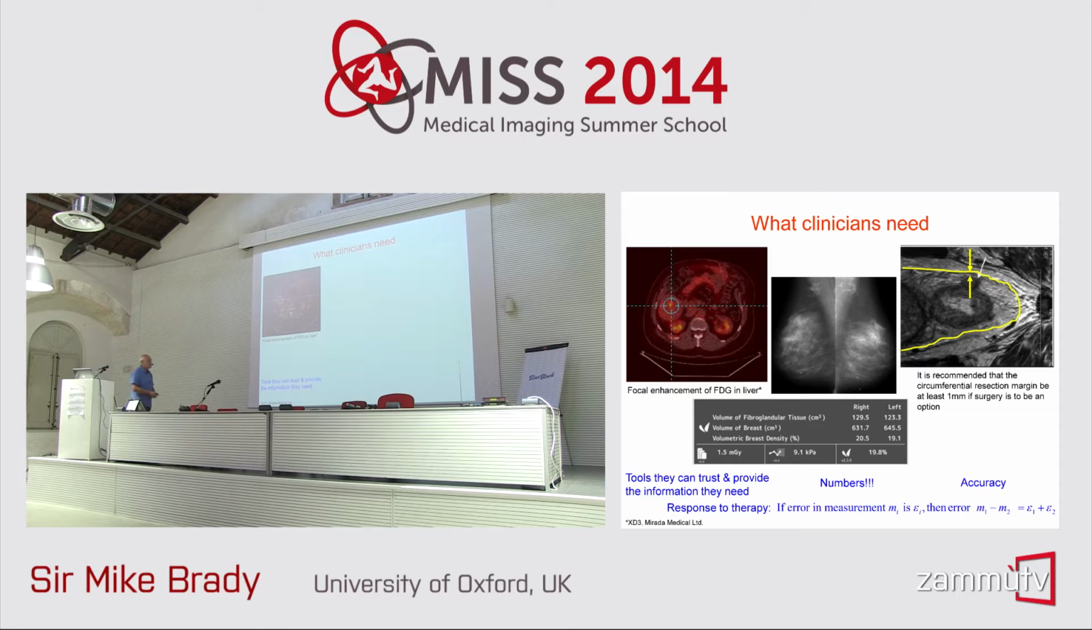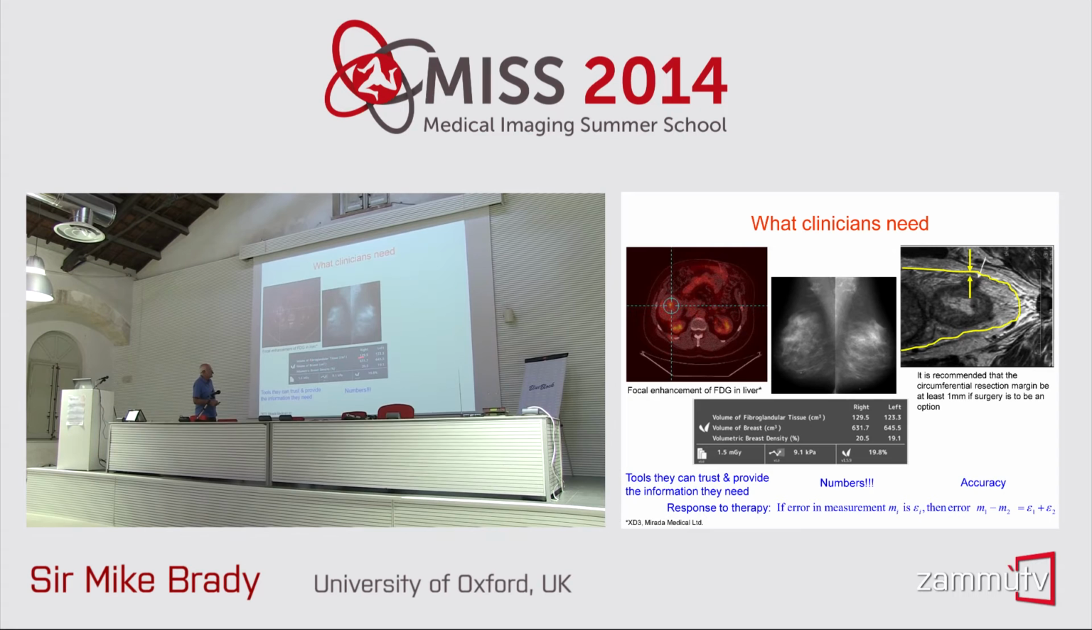So what do clinicians need? Well, first and foremost, they need to understand things like focal enhancement of fluorodeoxyglucose in the liver. Now, that's actually not straightforward, because actually the liver processes sugar in a very complex way. But they need tools that fundamentally they can trust and that provide the information that they need. Second of all, they need numbers. So here are a pair of mammograms, right and left breast. And down here, if you could see it, it says the volume of fibroglandular tissue, and it gives it in cubic centimeters.